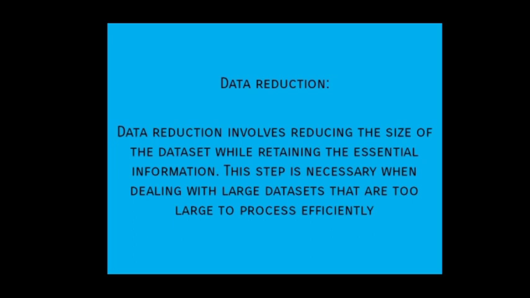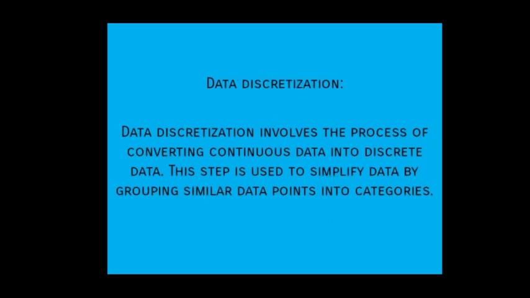Data reduction. Data reduction involves reducing the size of the dataset while retaining the essential information. This step is necessary when dealing with large datasets that are too large to process efficiently. Data discretization. Data discretization involves the process of converting continuous data into discrete data. This step is used to simplify data by grouping similar data points into categories.